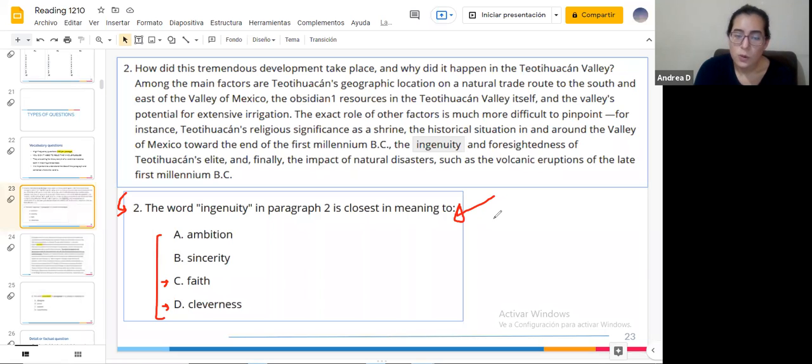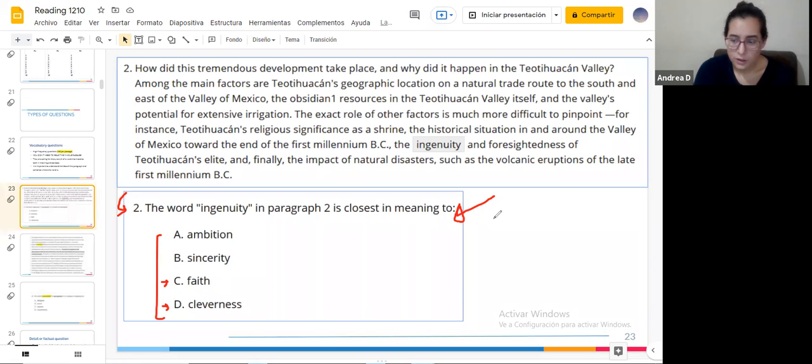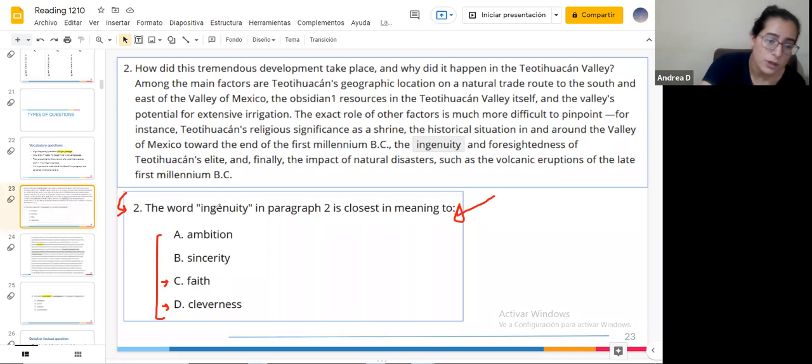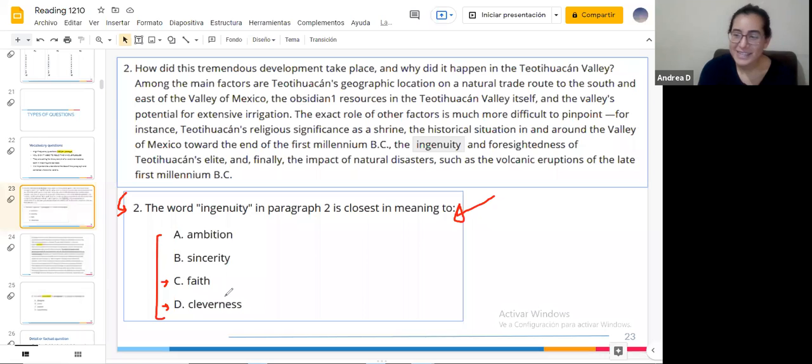Okay, so I think, Christian, it was you, right? You said cleverness. Yes. Okay, so are you 100% sure that you know what ingenuity means and that it's cleverness? Or how sure are you? 60%. Okay, well, that's a good guess. Okay, and what about whoever said faith? Are you sure? Who was that?